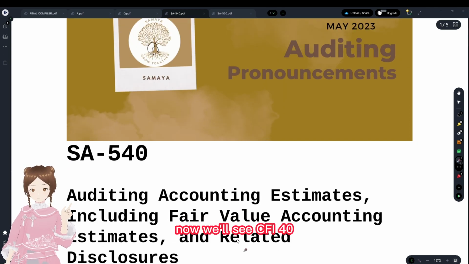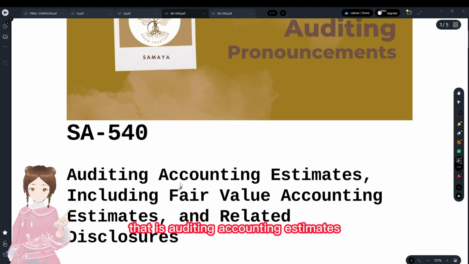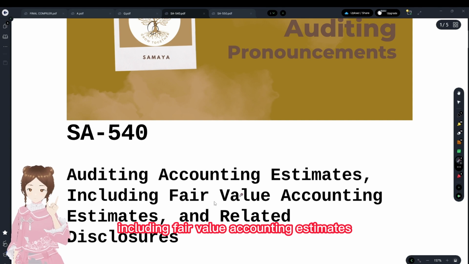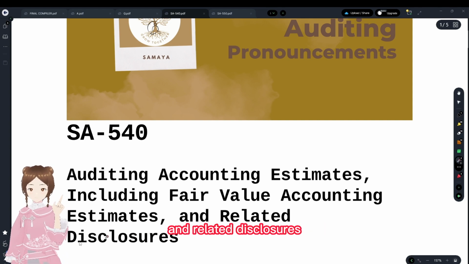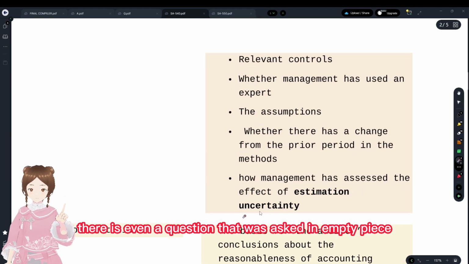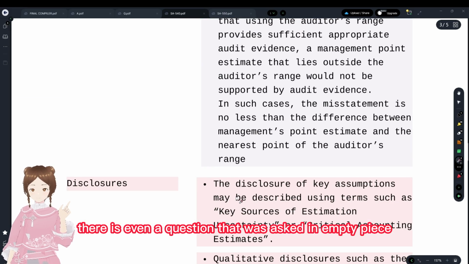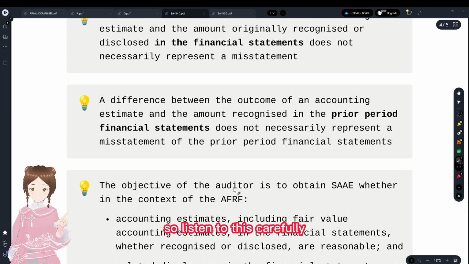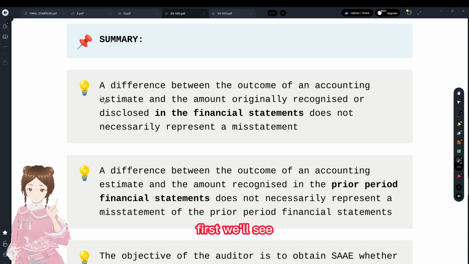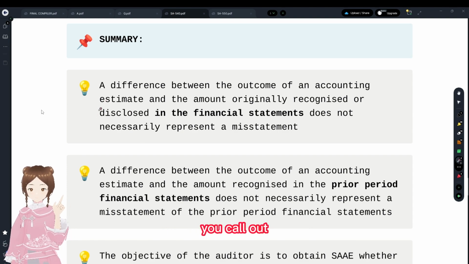And now we'll see SA 540, that is auditing accounting estimates, including fair value accounting estimates and related disclosures. There's even a question that was asked in MTPs, so listen to this carefully. First, we'll see a few call-outs.